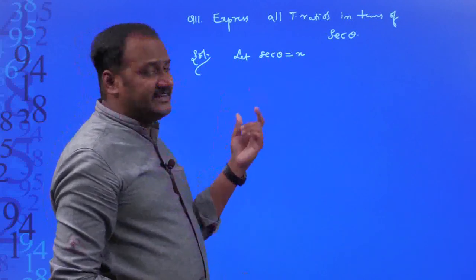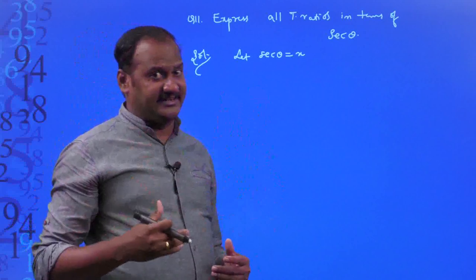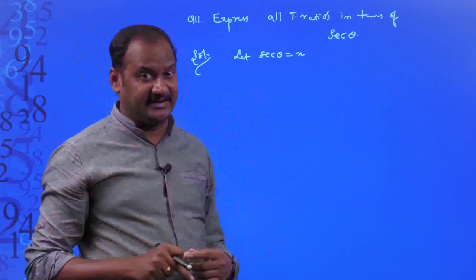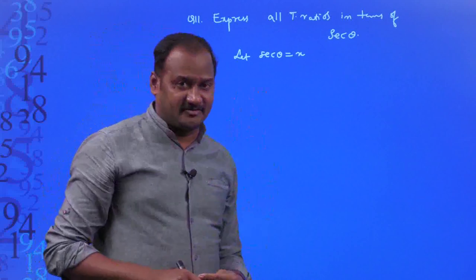What is the definition of secant theta? We already defined sin, cos, tan, cosecant, secant according to an acute angle theta from a right angle triangle. You remembered? Right. So, from that, secant theta is equal to x.